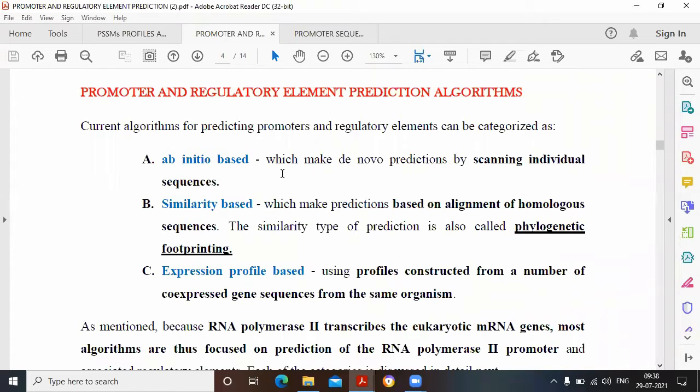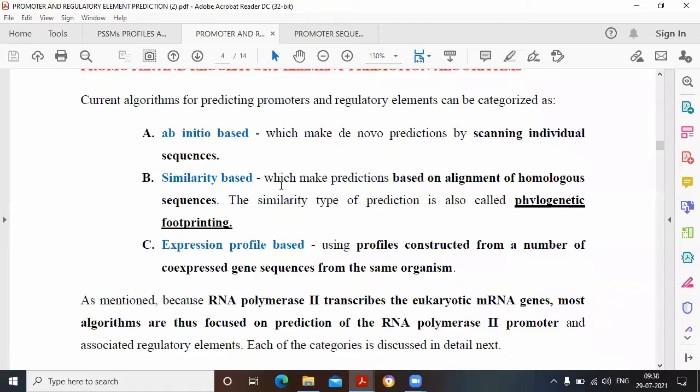Whereas ab initio is basically de novo, it is tied to scanning the individual sequence. Whatever sequence we provide, it is going to analyze every letter, and with respect to analyzing that particular sequence, it is going to predict this could be a regulatory site, and this could be the promoter site present in the upstream part of the sequence.